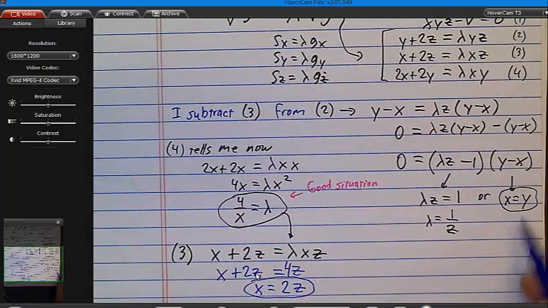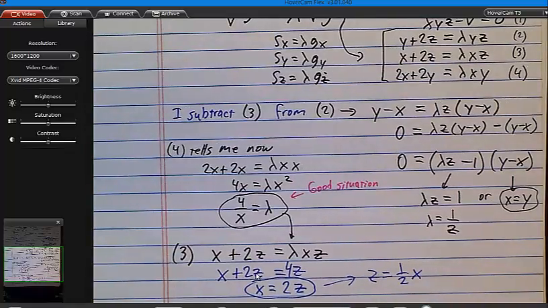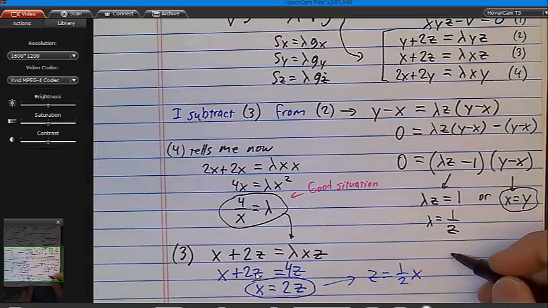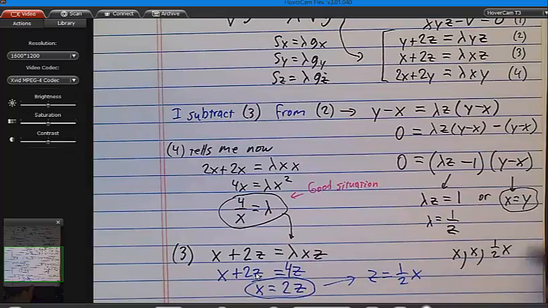If x and y are equal, and I guess you could say z is half of x, right? So I don't know which way we wrote it last time. But what it comes down to is, if you want to minimize the surface area, you get a box that looks like this. You say x times x times 1/2 x. Those are the dimensions you need, right? So if you multiply these things together, you get the volume.